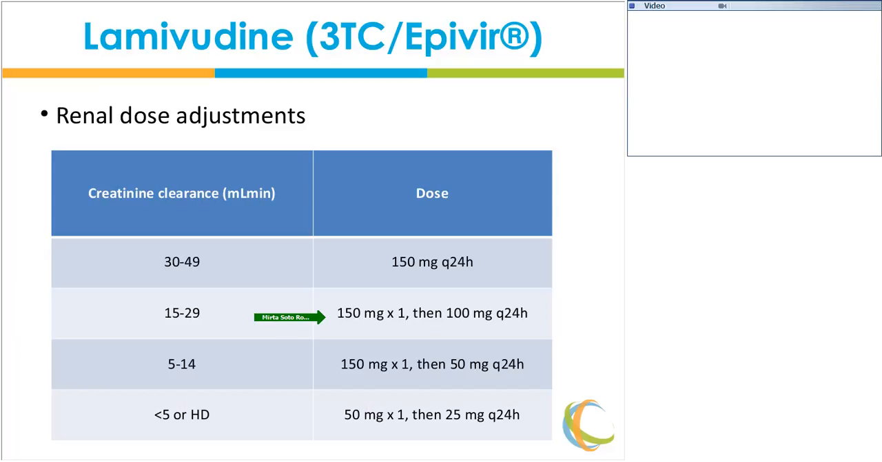Even if a patient is on hemodialysis or with a creatinine clearance below 5, the dose will still be given daily. And as with all the other medications we've discussed, if a patient is on dialysis, it is recommended that they take this medication after their dialysis session.